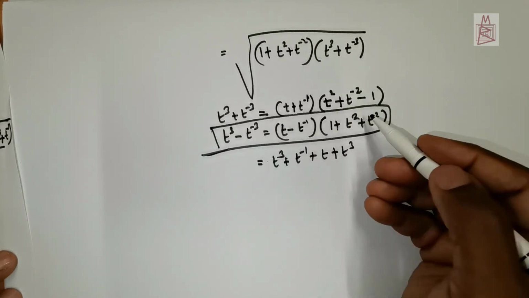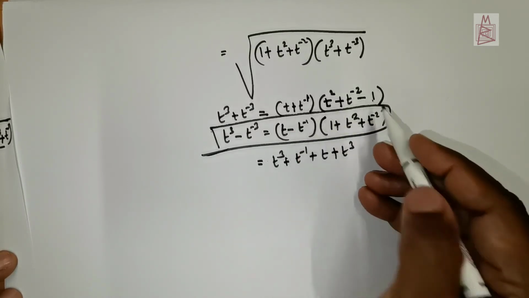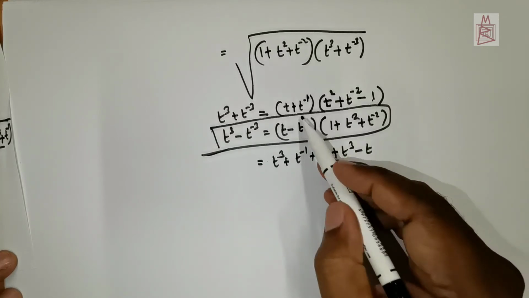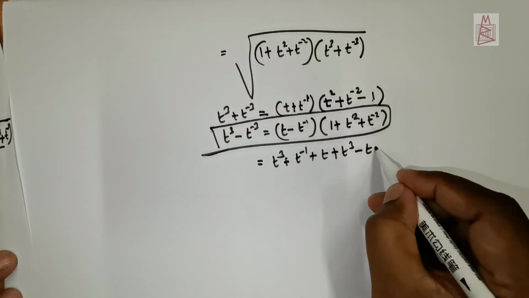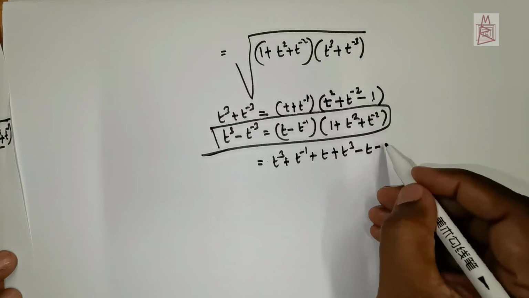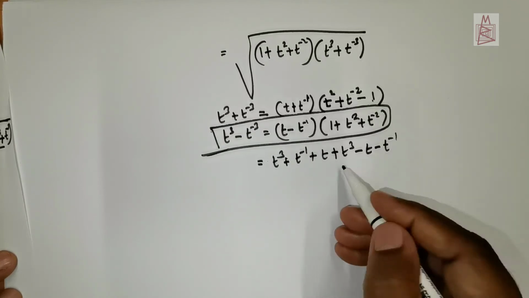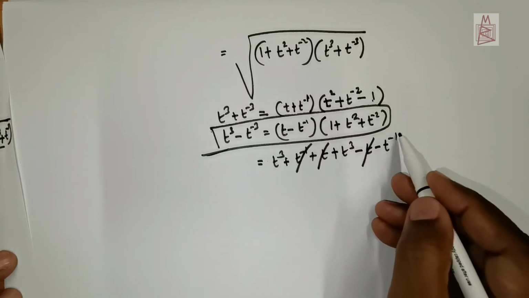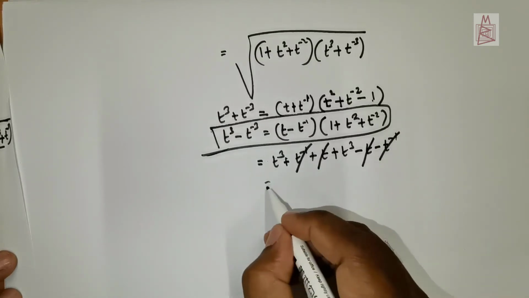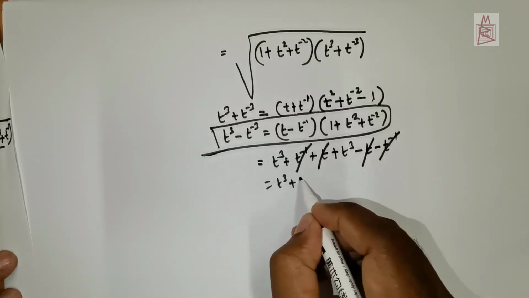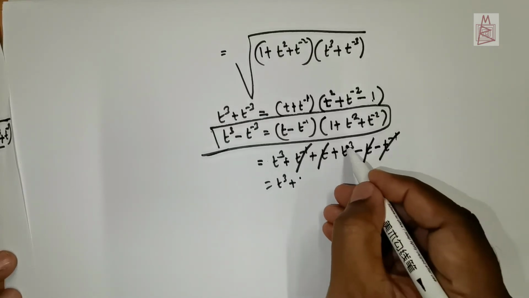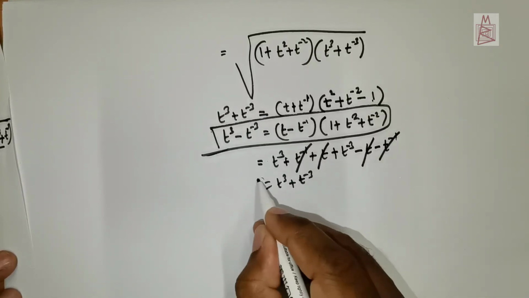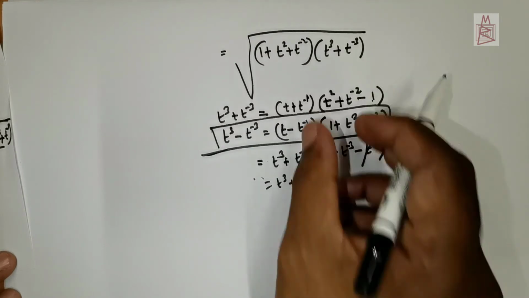Now this is fine. Now multiplying t with negative 1 will give me negative t. Multiplying t power minus 1 with negative 1 will give me negative t power minus 1. So clearly negative t and positive t, and positive t power minus 1 and negative t power minus 1 get cancelled, giving me t cubed positive. In fact, this is t cubed plus t power minus 3. So this representation is fine.